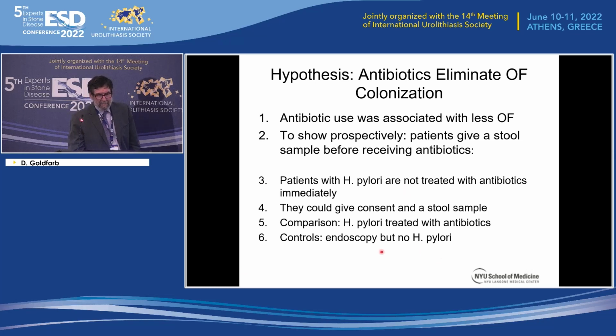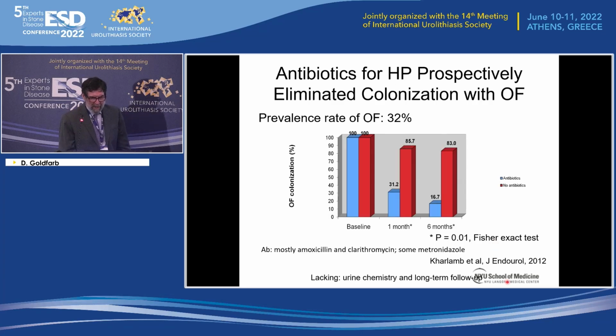Then we could compare groups of patients that had H. pylori who were treated with antibiotics compared to the control group, who had an endoscopy, did not have H. pylori, and therefore were not given a course of antibiotics. And in the study, which we published in 2012, all of the patients had Oxalobacter colonization. If they didn't have Oxalobacter, they were not eligible to be in the study. So we took only the group of patients that were positive.